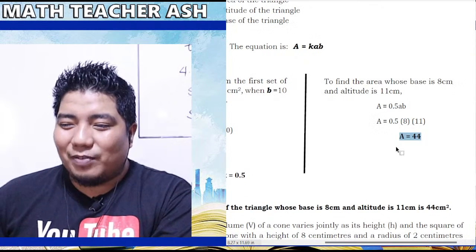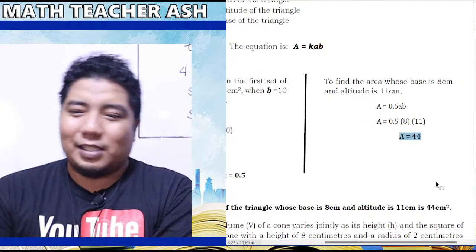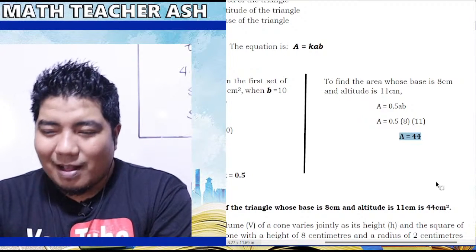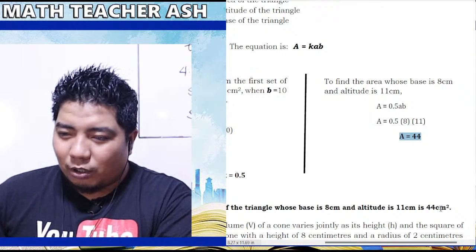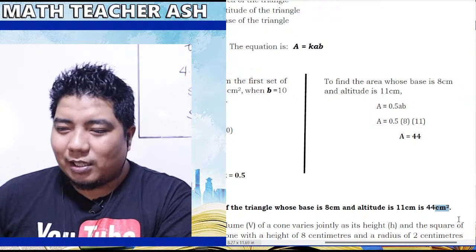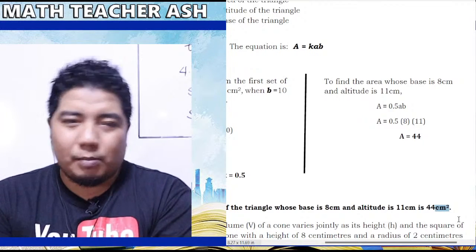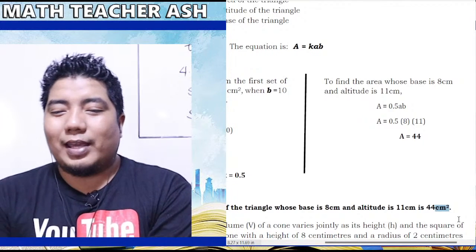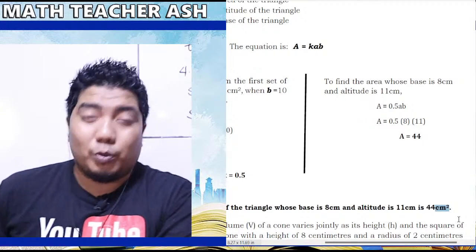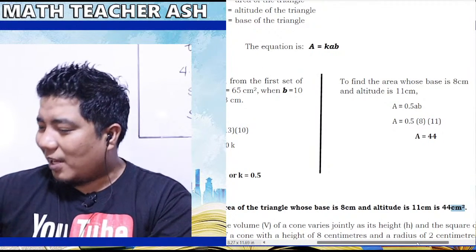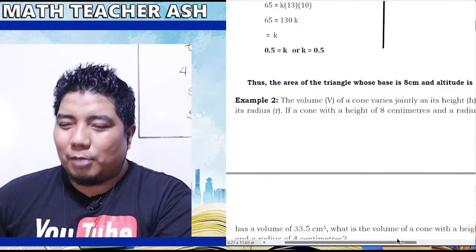So, you already have your area for the triangle if ever your base is 8 centimeters and your altitude is 11 centimeters. Of course, you will write the unit of measure for area, and that is square centimeters. Square units, specifically for area. But since centimeters ang given dito, so therefore we can put square centimeters or centimeters to the power of 2. Yan siya. Okay, so ganun lang kadali, my dear math learners. Alright, let us go to the next problem.